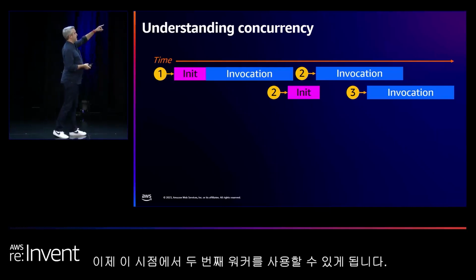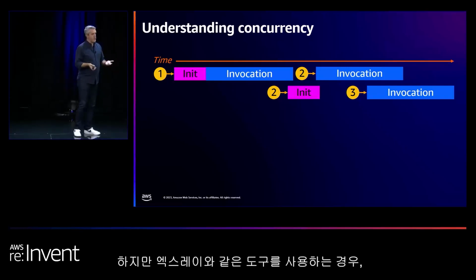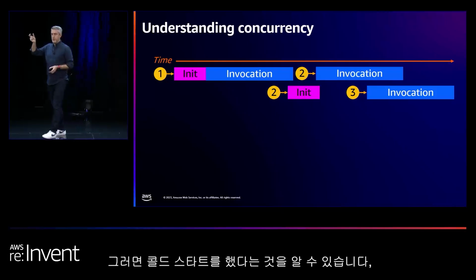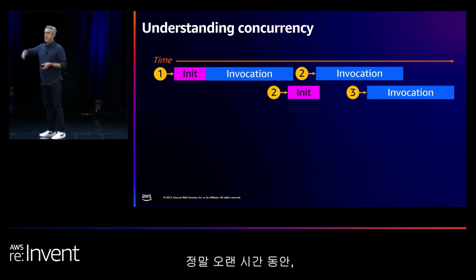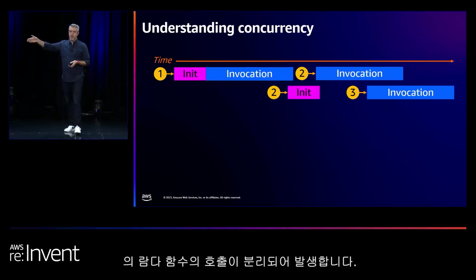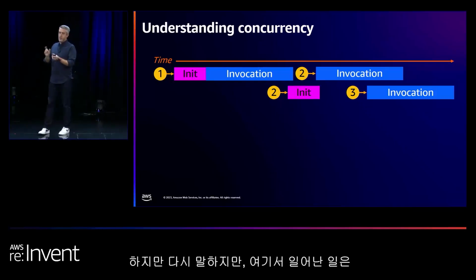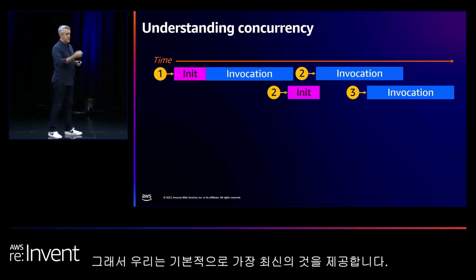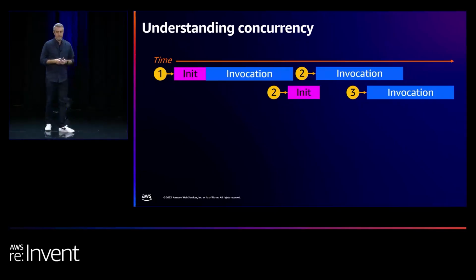Now, at this point, the second worker becomes available at some point in time for a future invocation. But if you're using tools like X-ray, you might see that you had a cold start, and then no execution happened for a really long period of time. And then all of a sudden, you see the actual invoke of the Lambda function happen kind of detached. And so this shows up as a gap in tools like X-ray. But know that what happened here is that we're optimizing for the performance of your application, and so we're basically giving the freshest worker environment the invoke when we can.